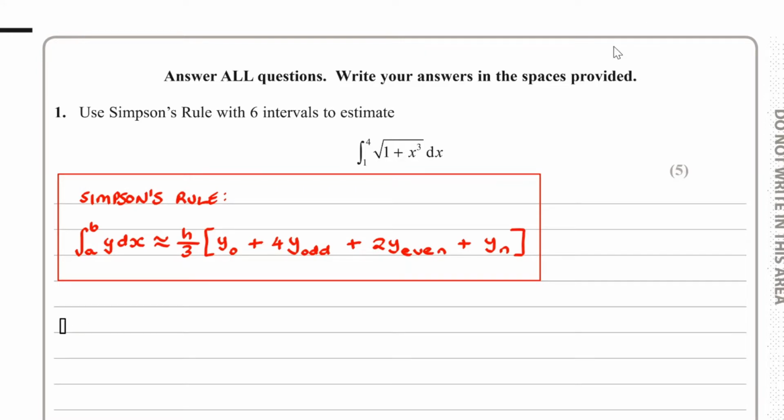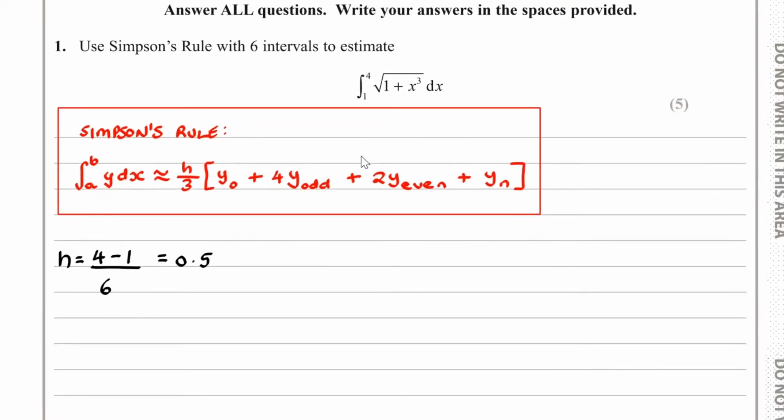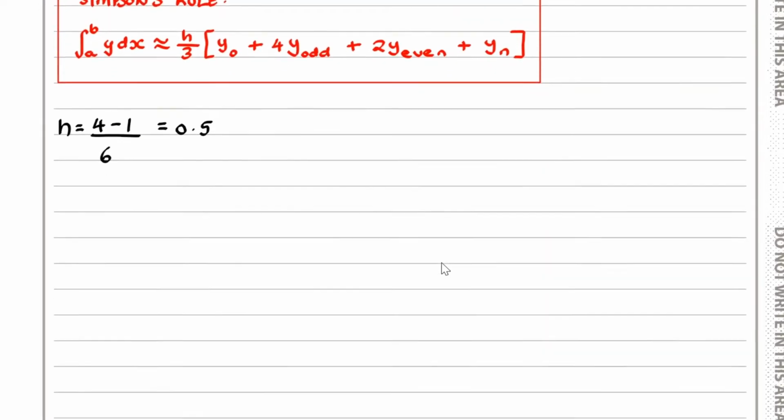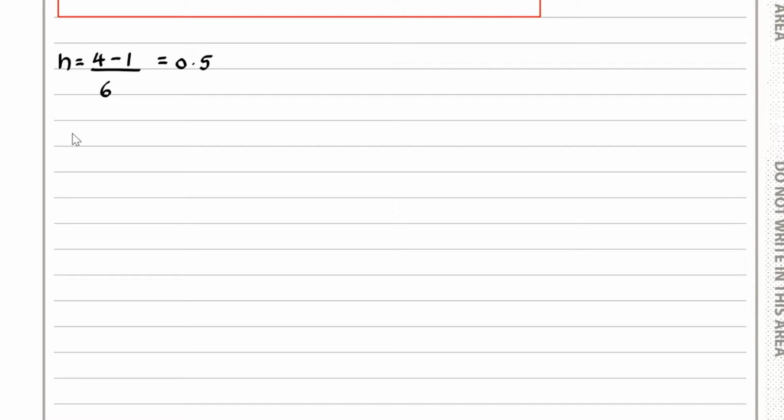You'll find over here h is equal to the upper limit minus the lower limit, so we have 4 take away 1 over the number of intervals, that would be 6. It turns out h is equal to 0.5. Now, let's create a table of x and y values, and let's evaluate with different values of x the square root of 1 plus x cubed. Okay, so we have our x values.